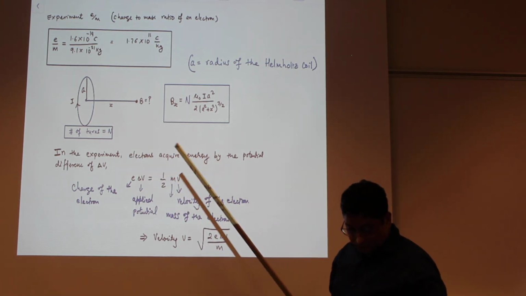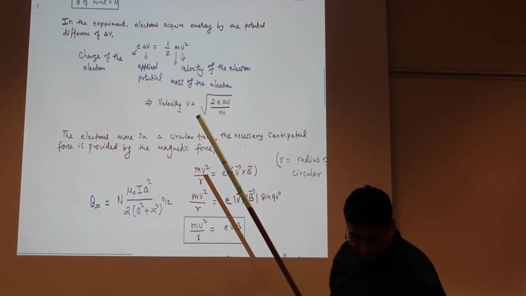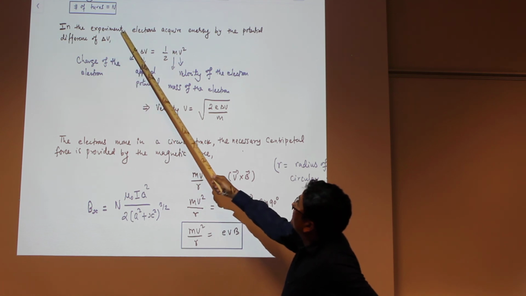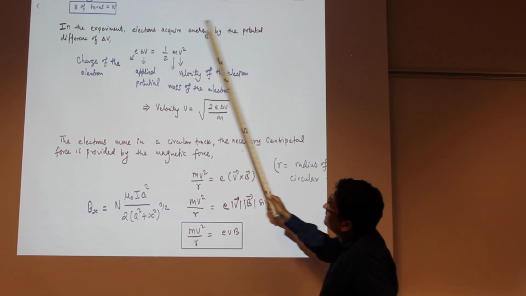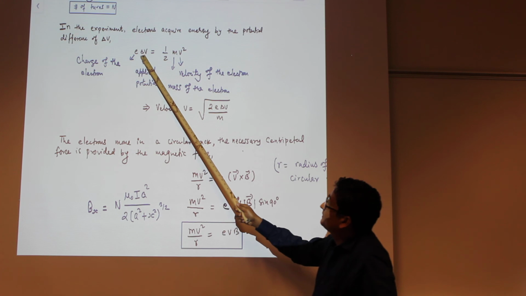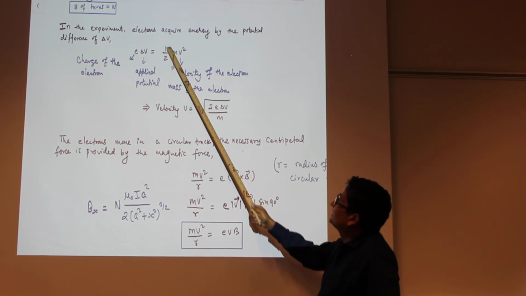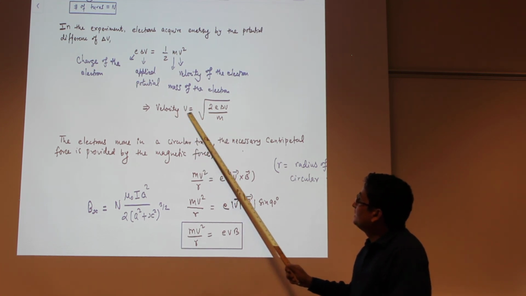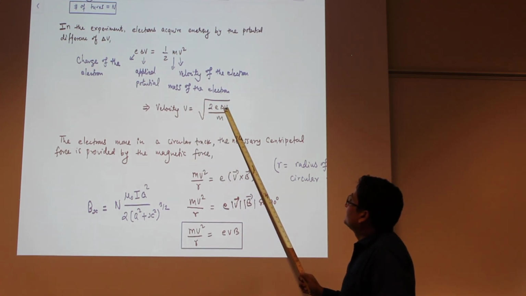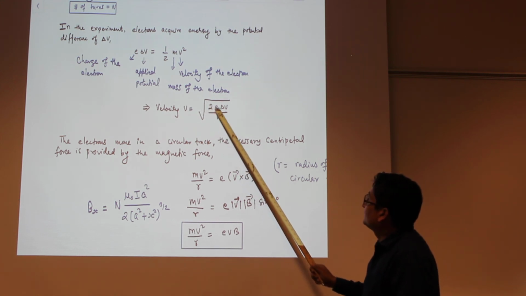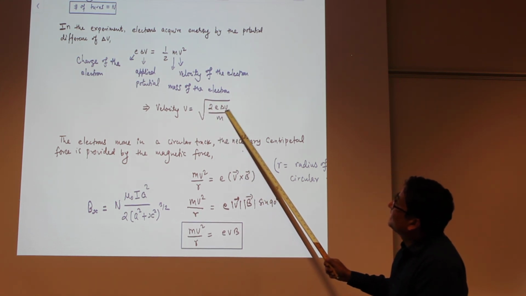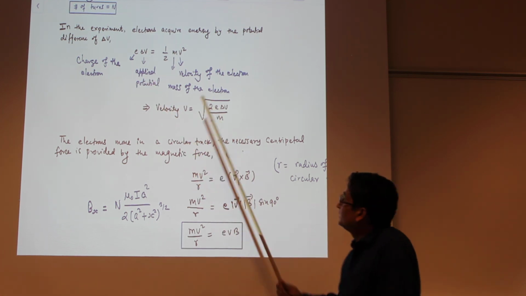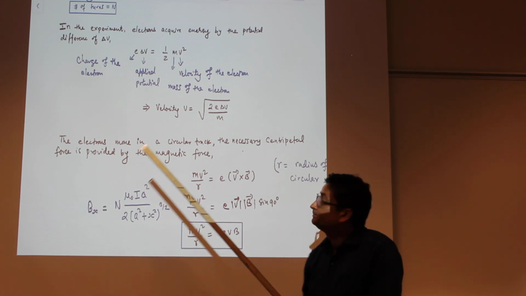So we are using this in this experiment. To start with the explanation here, in the experiment electrons acquire energy by the potential difference delta V. So e times delta V should equal the kinetic energy of the electrons. When you solve for velocity v, you get the square root of 2 e delta V over m. Remember, this delta V is not velocity; it is the applied potential. This v is the velocity of the electron beam.